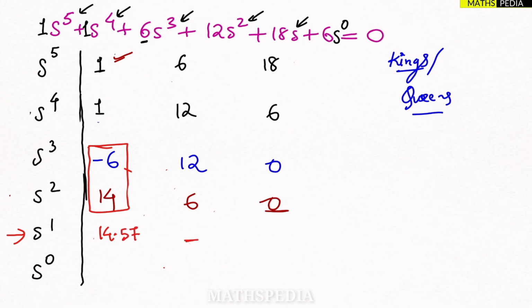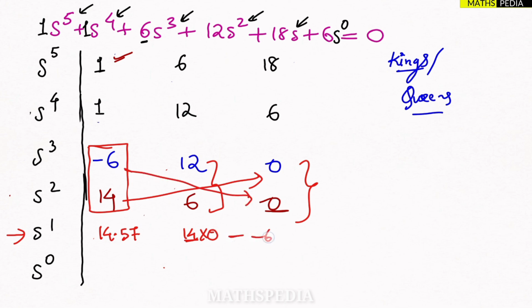Now the next element I have to find, again the same thing, but I have to consider these two. This two is done, so these two we have to consider. So 14 into 0 minus minus 6 into 0. Anyway it will be 0 itself, because both the elements are 0, divided by the bottom king, which is 14. So that is automatically 0. Okay. Now no need to write this element, because there are no other terms here. So it will be automatically 0.